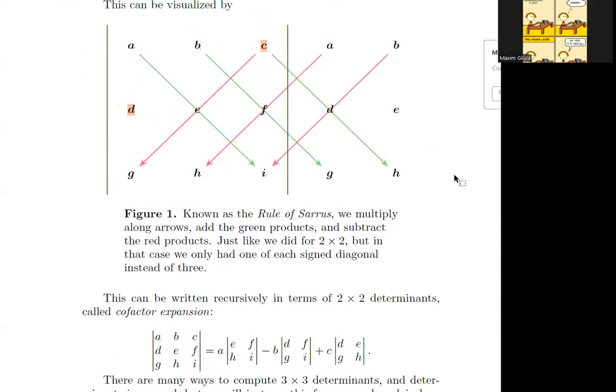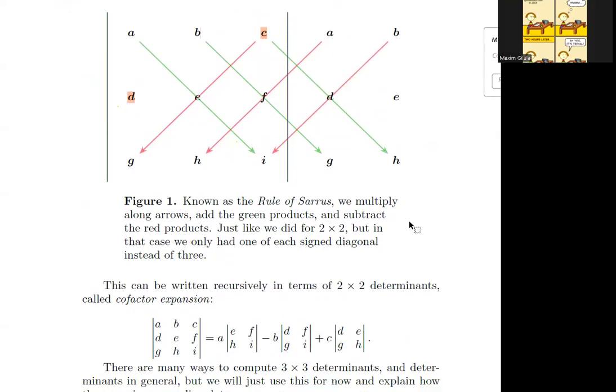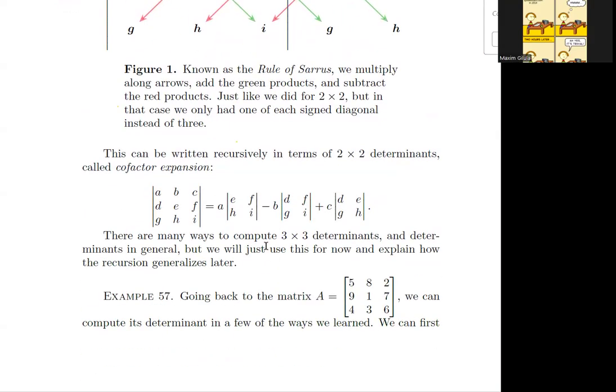We could also write it recursively in terms of 2 by 2 determinants, called cofactor expansion, which we'll study a little bit more soon. You could check that this product that we wrote is equal to this. You do A times this bottom 2 by 2 matrix. So you look at A and you delete the row and column that it's in, and there's a 2 by 2 matrix left over, and you take the determinant. And then you take B and you switch signs, make it negative, and you have DFGI. And then C, you have the 2 by 2 DEGH. And you could check by computing this.